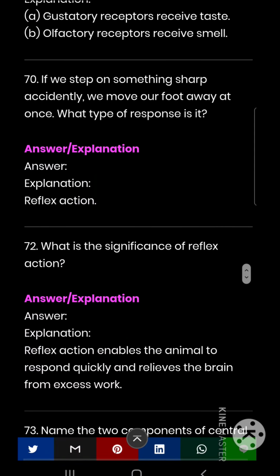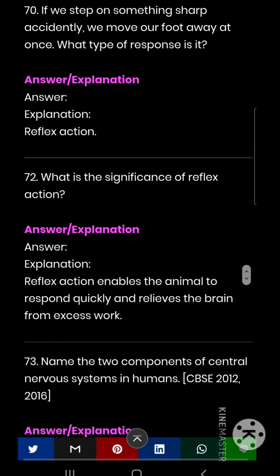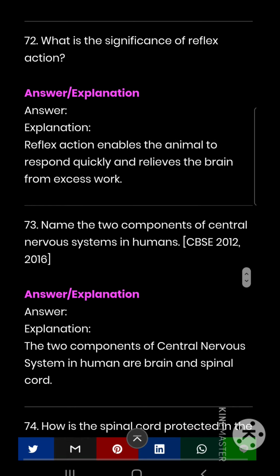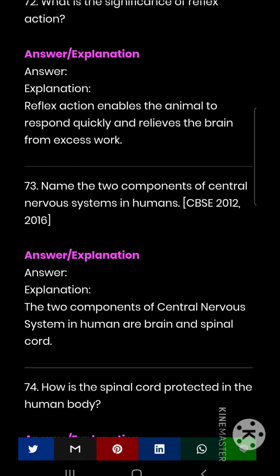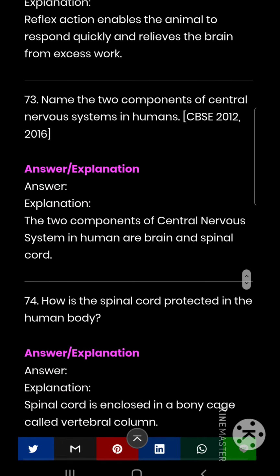If we step on something sharp accidentally, we move our foot away at once. What type of response is it? Reflex action. What is the significance of reflex action? Reflex action enables the animal to respond quickly and relieves the brain from excess work.